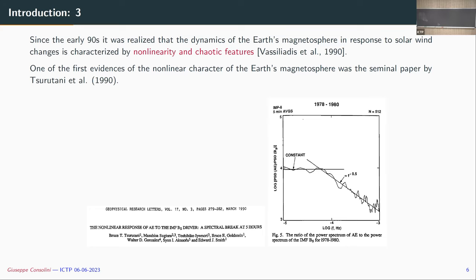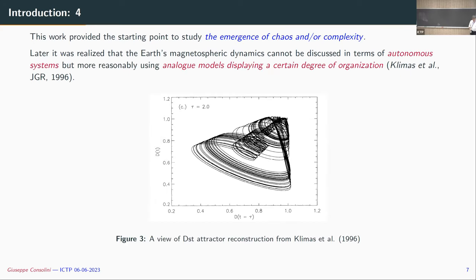At the time we were talking about a filtering effect. But one or two years later, they realized that this is not a filtering effect, but that the dynamics of this system, for instance during a geomagnetic storm, is characterized by chaos. This is one of the first papers, by Klimas in 1996, where they attempt to reconstruct the chaotic attractor in the case of the ST index. The phase space was reconstructed using the ST index and a delayed version of it. And they found that you can reconstruct an attractor which is very similar to some attractors that we have already seen in other situations.